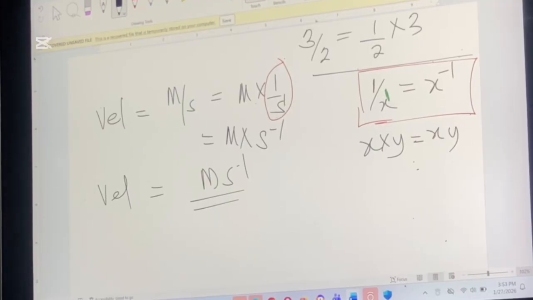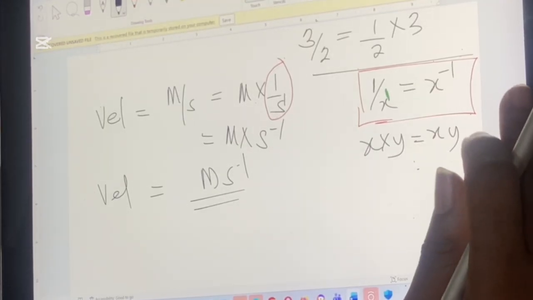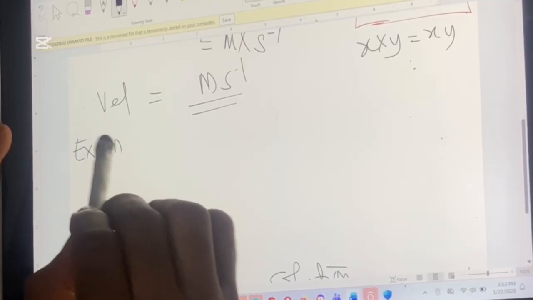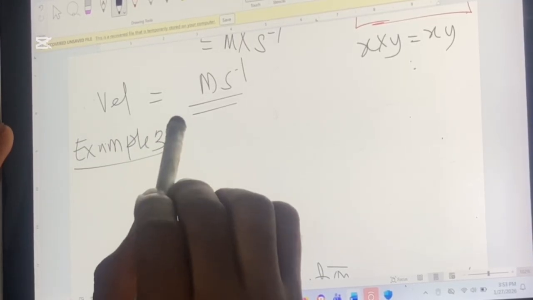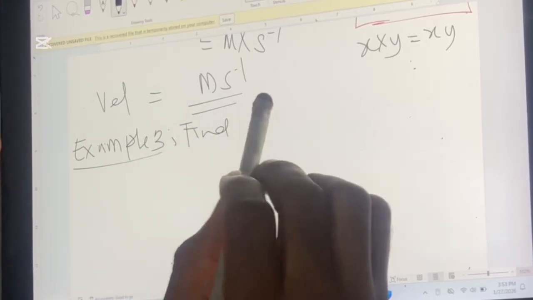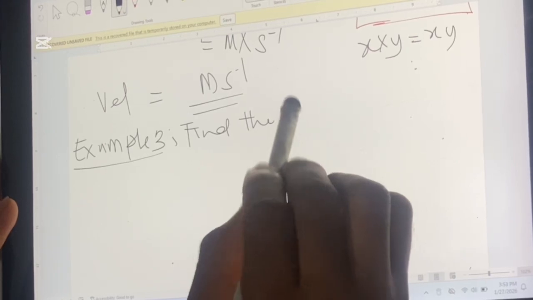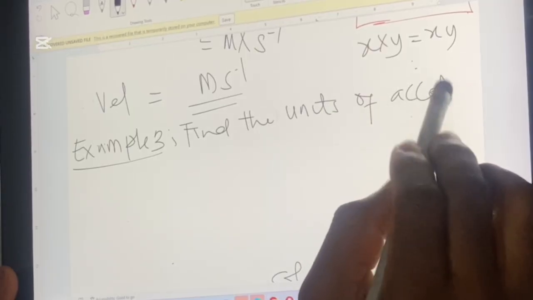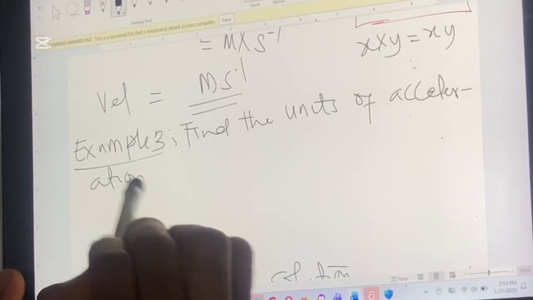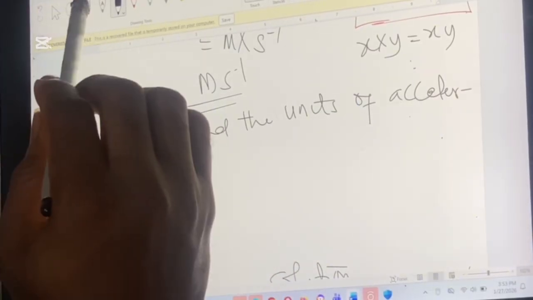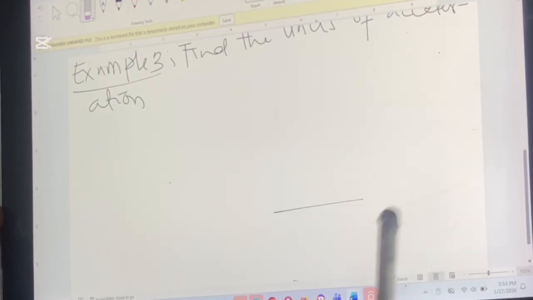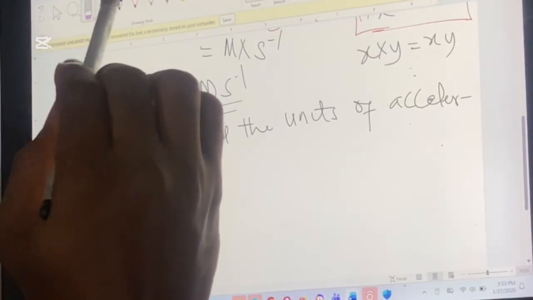So let's take the next one here, example 3. Find the unit of acceleration. Solution here.